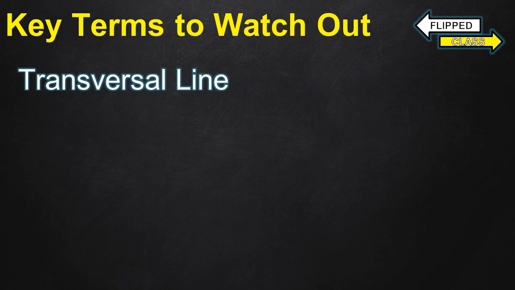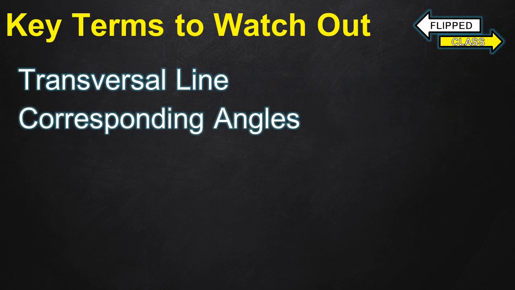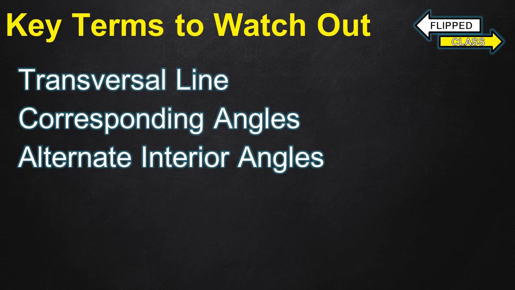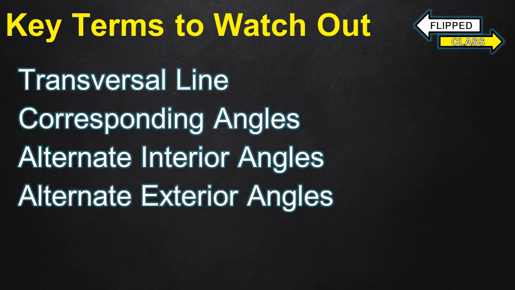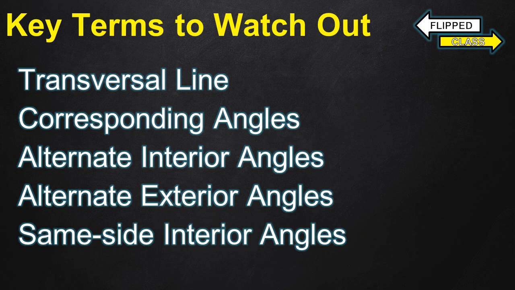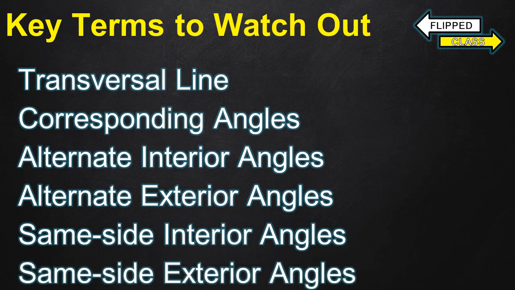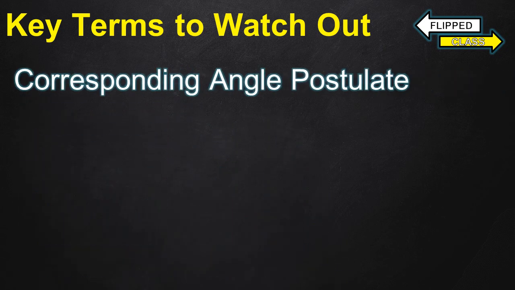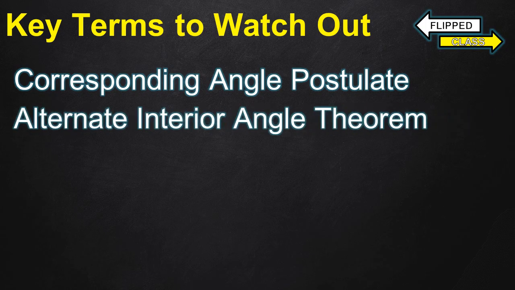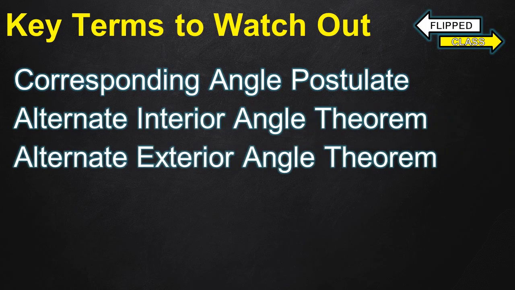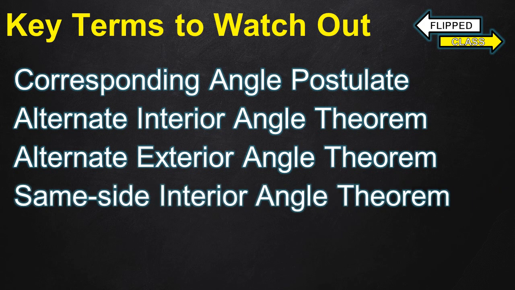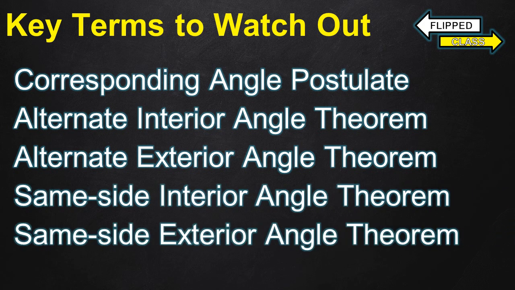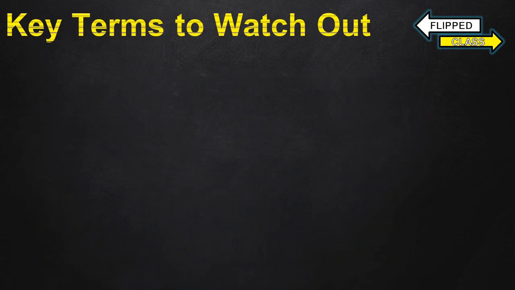Again, we are going to learn the transversal line, corresponding angles, alternate interior angles, as well as alternate exterior angles, same side interior angles, and the same side exterior angles. Aside from this, we need to learn their special relationships through the corresponding angle postulate, alternate interior angle theorem, alternate exterior angle theorem, same side interior angle theorem, and the same side exterior angle theorem. Take note that 4 of these are theorems, and we need to prove them before they are accepted as true.